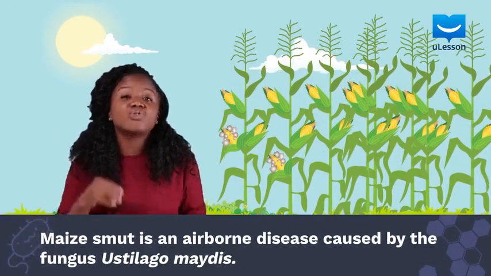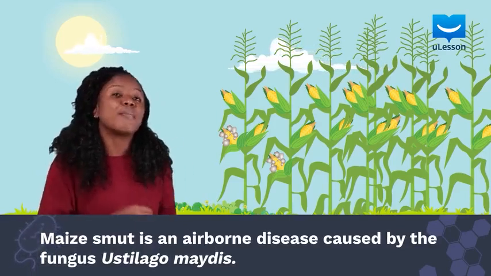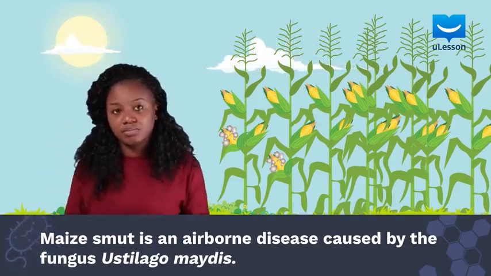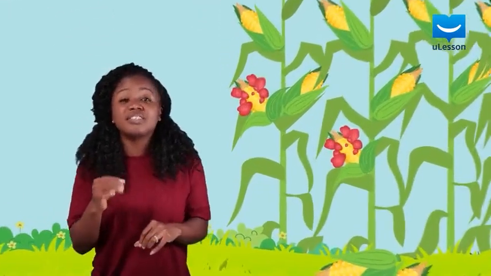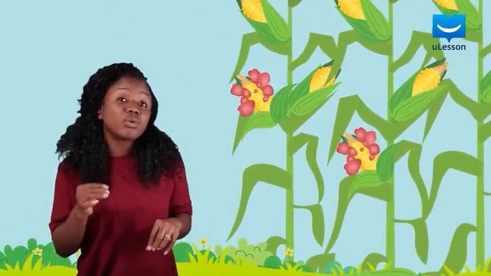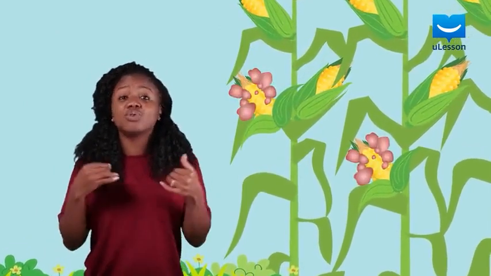Maize smut is also called boil smut. It is an airborne disease caused by the fungus Ustilago maydis. This fungus deposits its spores on the fruit of the maize plant. It causes the growth of galls on the leaves, stalk, and tassels, hence reducing its overall yield.